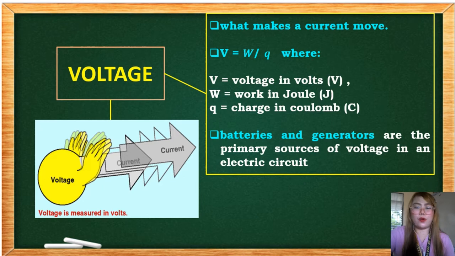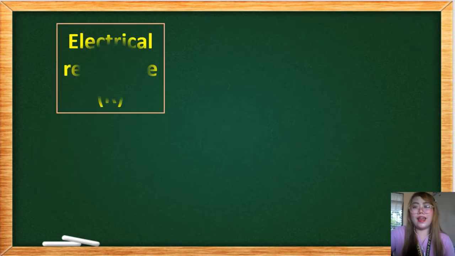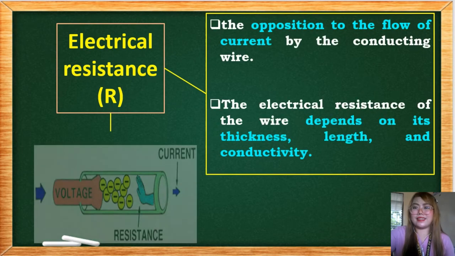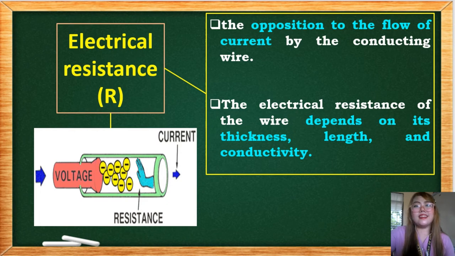We know that batteries and generators are the primary sources of voltage in an electric circuit. Moreover, how much current exists in a circuit depends not only on the voltage but also on the electrical resistance of the conductor. Now, let's talk about electrical resistance. How will you define it? Electrical resistance is the opposition to the flow of current by the conducting wire. The electrical resistance of the wire depends on its thickness, length, and conductivity.